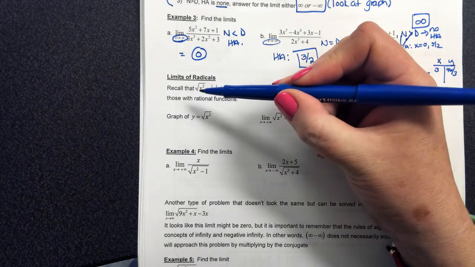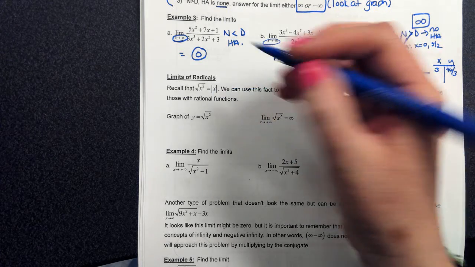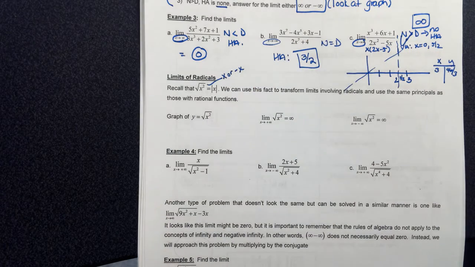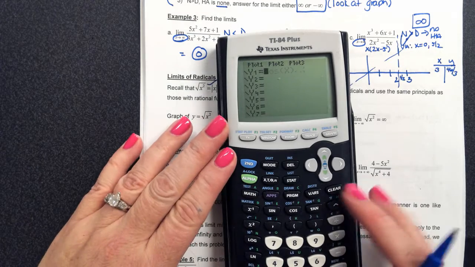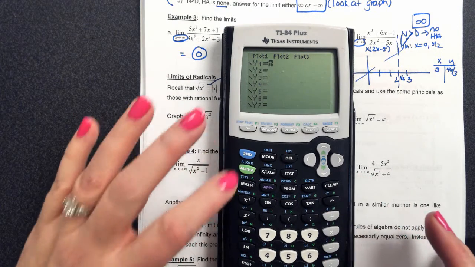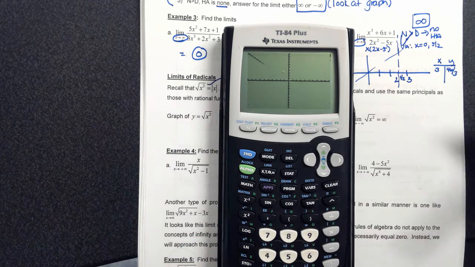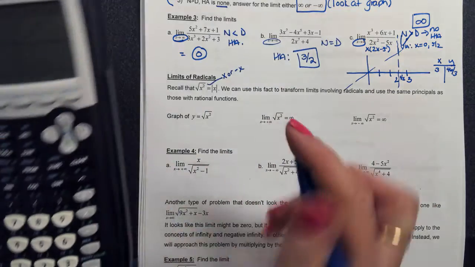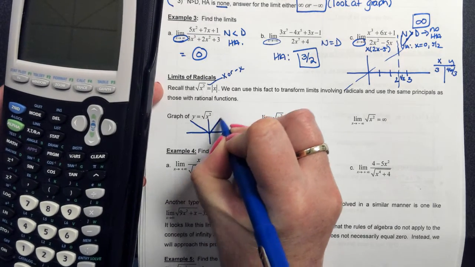So if we ask you about the square root of x squared, it's not just x. It could also be what? This could also be x, or it could be what? Negative x. So when you look at the graph of the square root of x squared, it looks a lot like the absolute value function.